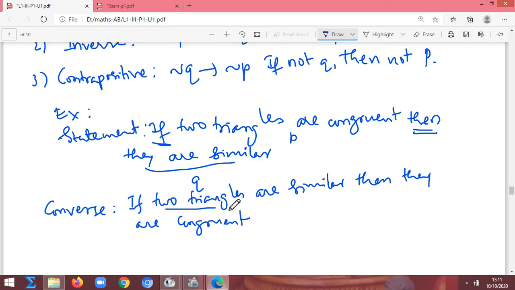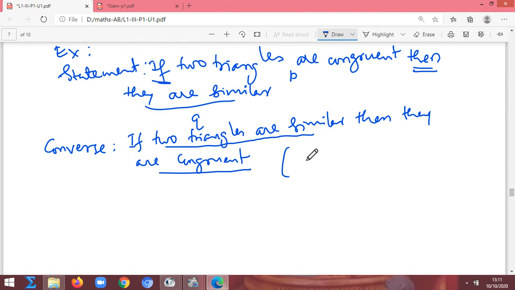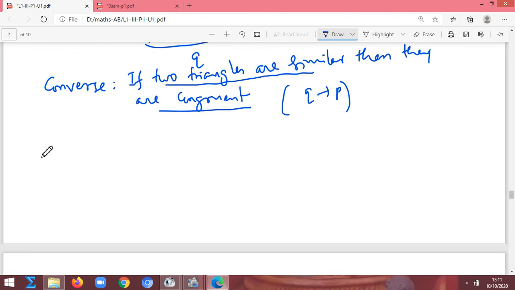Okay. So, this is Q and this is P. If P, then Q, it is converse. Okay. So, Q implies P, converse. So, what about the inverse of the statement?